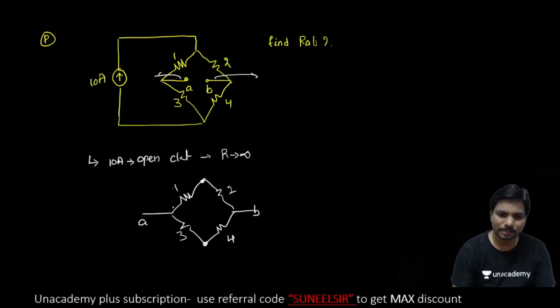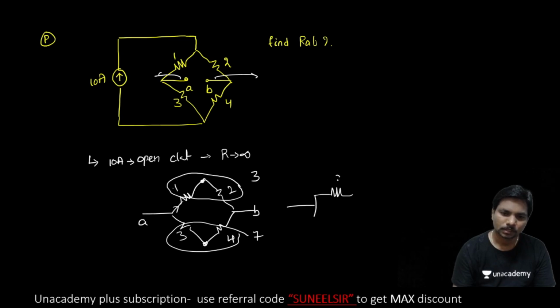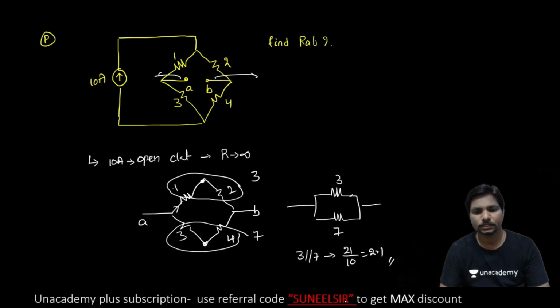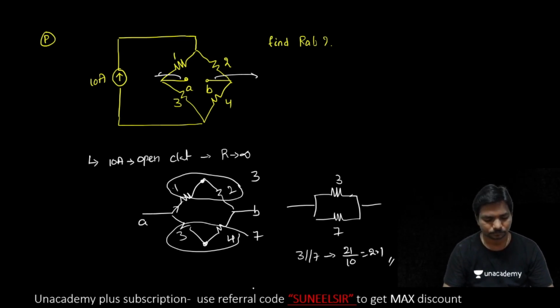Now, if you send some current, what is happening? The current is flowing through 1 and 2. So that means these two are in series, that is 3. These two are in series, that is 7. Now 3 parallel to 7. So you are getting upside 3, downside 7. So 3 parallel to 7 means 21 by 10, that is 2.1. Clear? Like that we have to do.